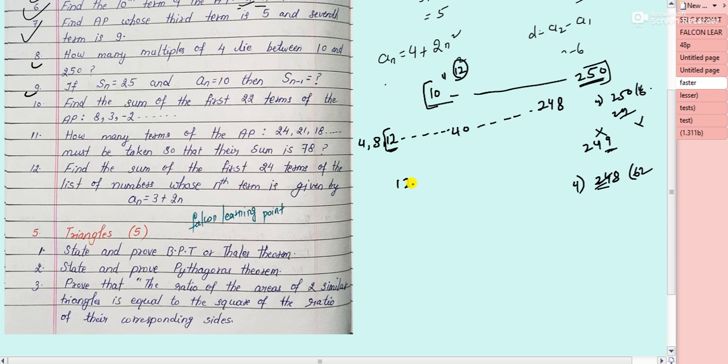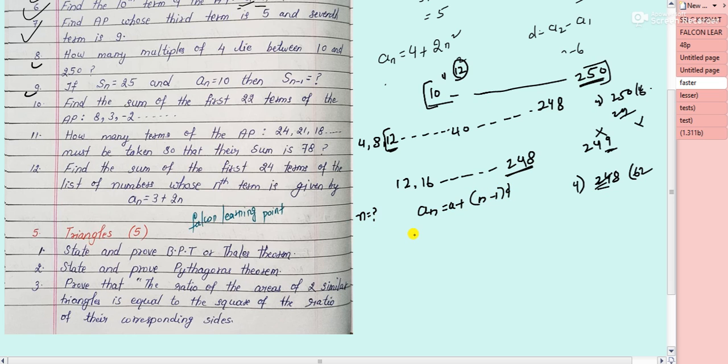So the first number is 12, next is 16, up to 248. This is an AP; indirectly they have given an AP. Got it? Now, how many multiples? So we need to find n. Okay, so just use this formula: an is equal to a plus (n minus 1) into d.